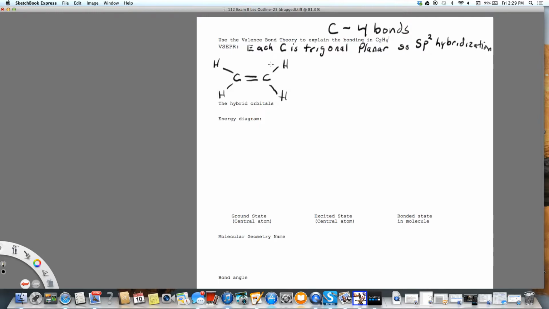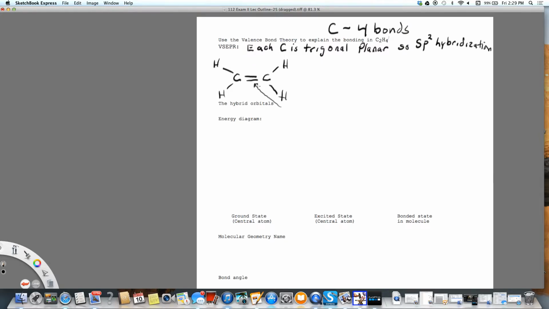What this means is the geometry of this particular carbon and this particular carbon individually is trigonal planar. You should remember that trigonal planar geometry means sp2 hybridization because we have 3 electron groups. I'm going to label these with some new terms. I'm going to label these bonds a little different than we have in the past.